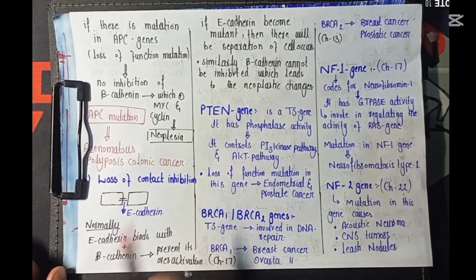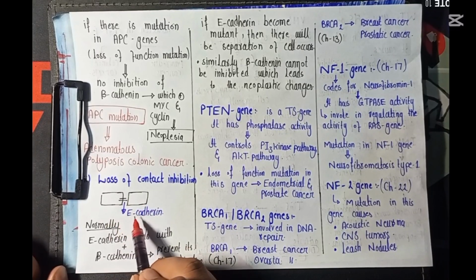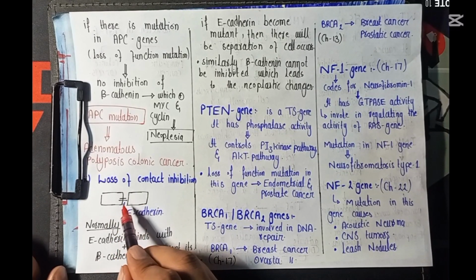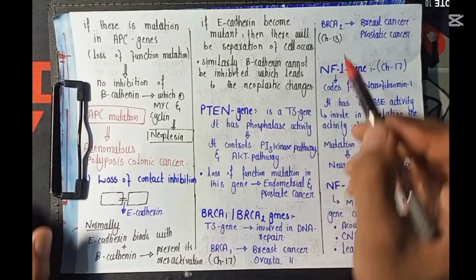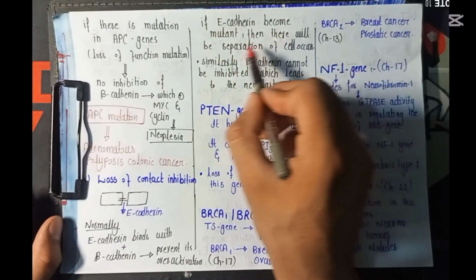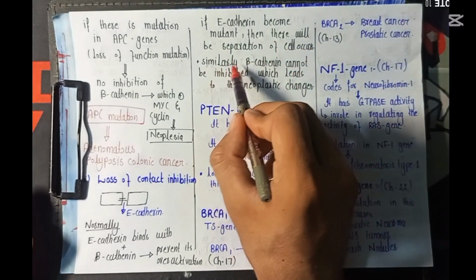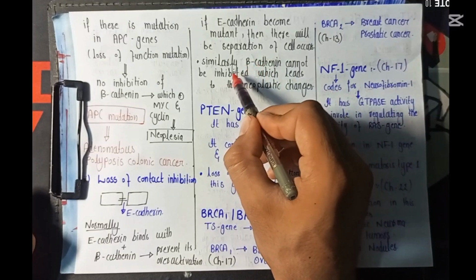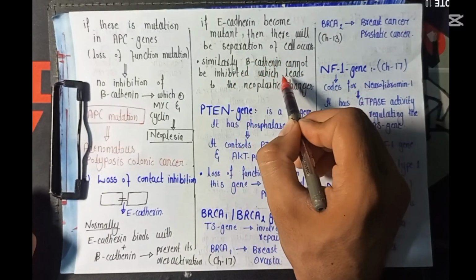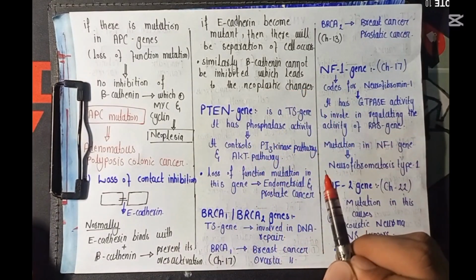So the next one is the loss of contact inhibition. Normally the cells are attached to each other by E-cadherin, and E-cadherin holds the cells together. And similarly, when E-cadherin is expressed, it binds the beta-catenin with the APC gene and they inactivate the beta-catenin gene. So E-cadherin controls the activity of beta-catenin and prevents it from overactivation. If there is a mutation in E-cadherin, then there will be separation of the cells. Similarly, the activity of beta-catenin cannot be inhibited because E-cadherin is mutant, and beta-catenin will overexpress and cause more cellular proliferation and lead to all the neoplastic changes.